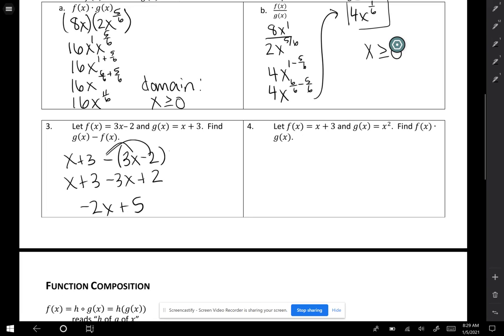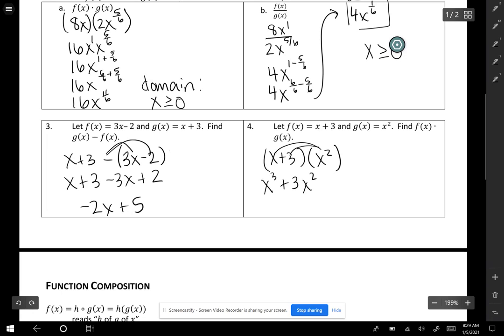For number 4, it says let f of x equal x plus 3 and g of x equal x squared. Find f of x times g of x. So we're going to take f of x, which is x plus 3, and we're multiplying it by x squared. So to do this, we'll want to go ahead and distribute that x squared. So we get x cubed plus 3x squared. And that's it.